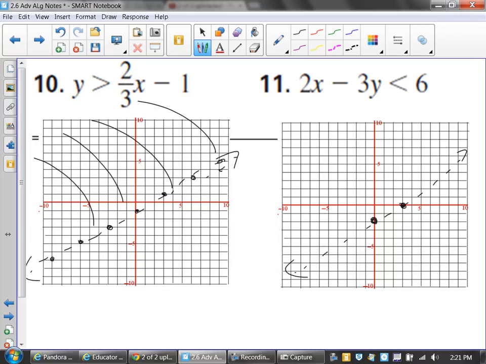It just so happens that the point that's very, very easy to work with is 0, 0. So if 0, 0 isn't on the line, I substitute in for x and y. What's 2 times 0? What's 3 times 0? What's 0 minus 0? Is 0 smaller than 6? So is that true or false? That's not just six, it's that whole side of the line.